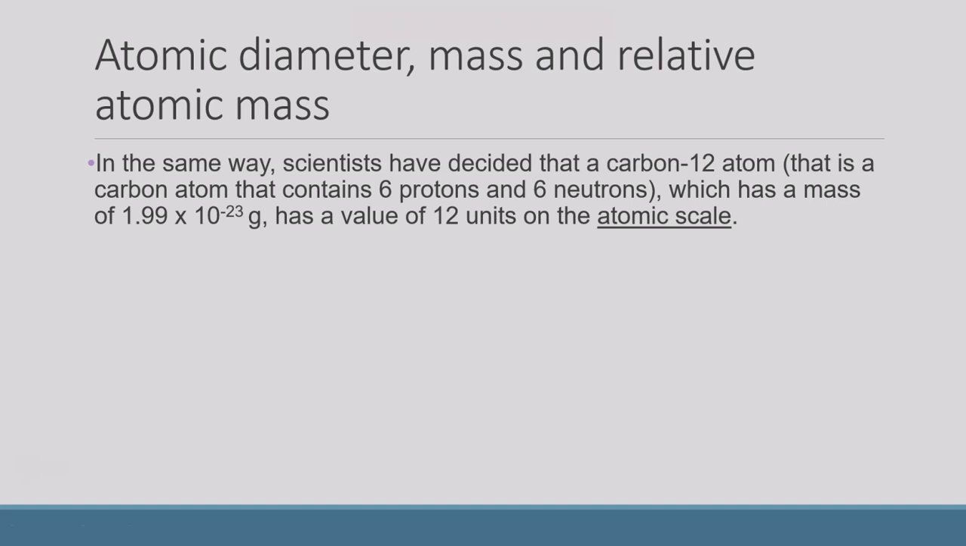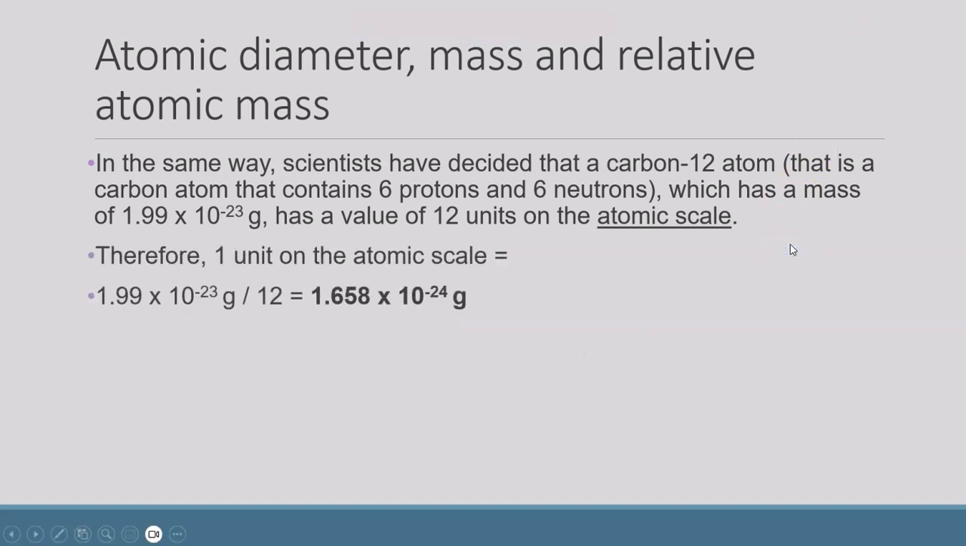In the same way, scientists decided to take a carbon atom, which is called a carbon-12 atom. As per your periodic table, the number above is 6, which represents the number of protons, and the number below is 12, which represents the number of protons and neutrons. Protons and neutrons have a mass, and electrons don't contribute to the mass of the atom. So carbon-12 has a mass of 12 units on the atomic scale based on the number of protons and neutrons in its nucleus.